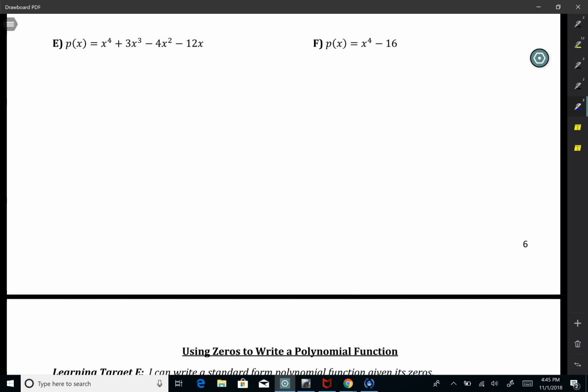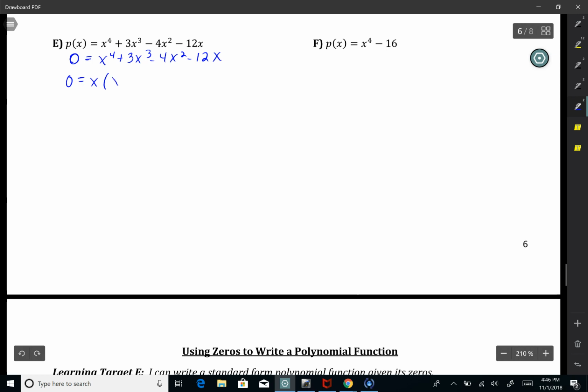If I want to find the zeros of this function, I first need to set it equal to 0. So instead of p of x, I'm going to write 0 equals x to the fourth plus 3x cubed minus 4x squared minus 12x. And ideally, when we are faced with a polynomial equation, we would like to factor it. So let's ask ourselves, is there a greatest common factor I could take out of each of these terms? Because they each have an x in them, I can factor out an x out front. So I'm going to start with that.